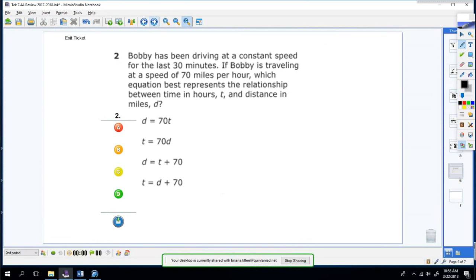All right, last one. Bobby has been driving at a constant speed for the last 30 minutes. If Bobby's traveling at a speed of 70 miles per hour, which equation best represents the relationship between time in hours and the distance? So distance equals 70 miles times the time. So it should be A.